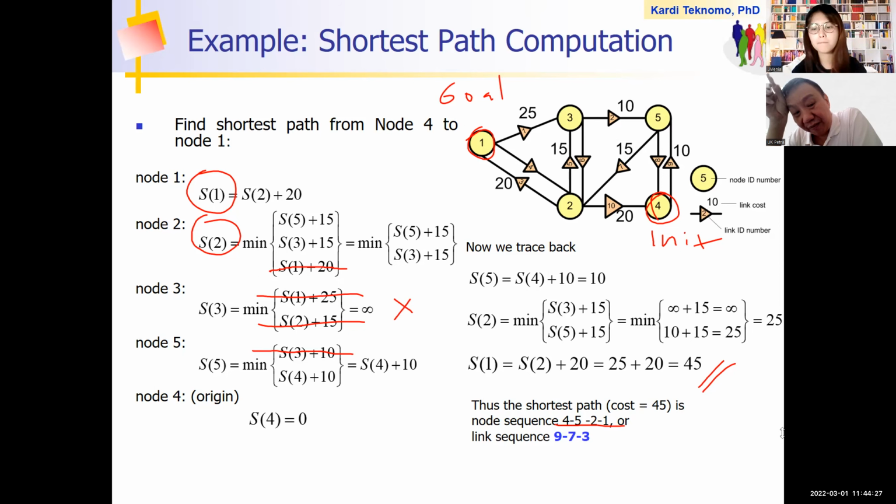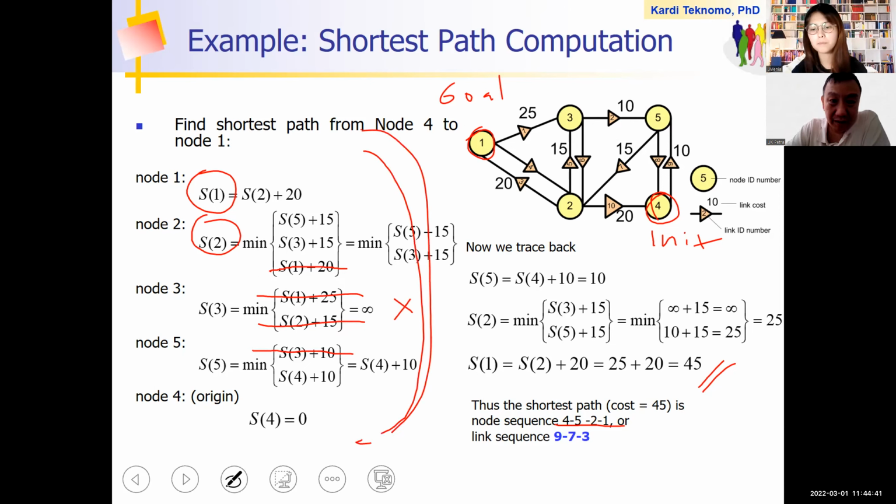Next is node 5. Again, node 3 is already visited, so you remove. The last one is the origin node. Once you create all this forward algorithm, the next stage is backward. That is easy. It's just plugging in the numbers.